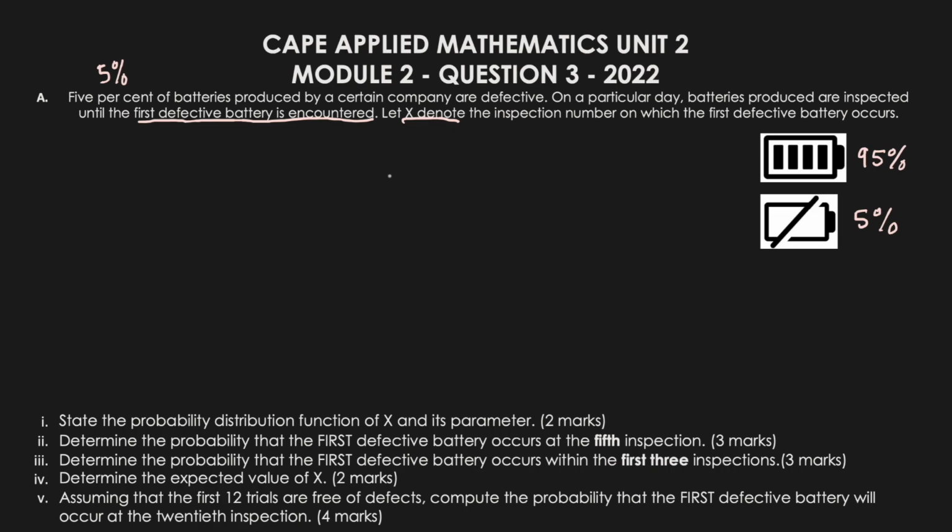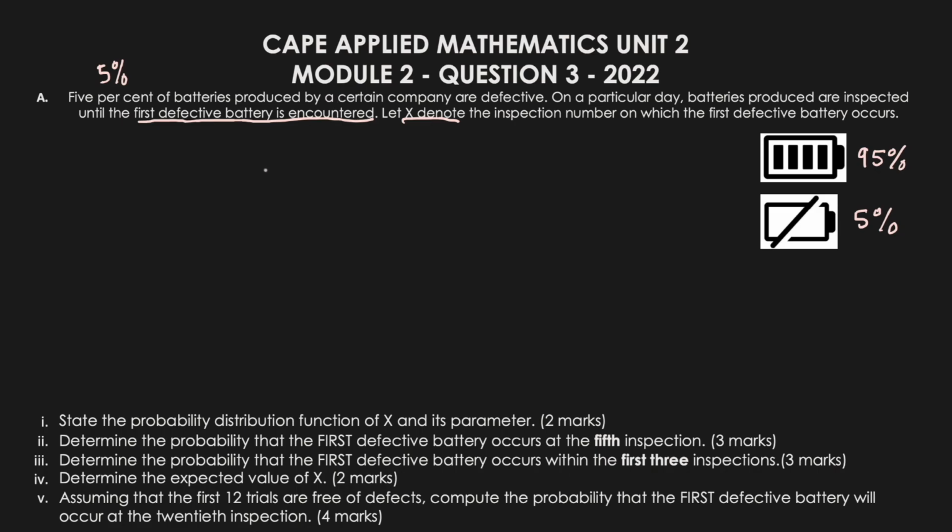Now, it is saying let X denote the inspection number. So just imagine that we have a factory that's making batteries, and every time they make a batch of batteries, they start to do inspections looking for defective batteries. So they're trying to figure out if there are any defective batteries in each batch. What they're saying here is let X denote the inspection number on which the first defective battery occurs. So they're looking for inspections in a batch, and when they find the first defective battery, that would be considered a successful task. So in this question, we are looking for defective batteries. When would we find our first defective battery?